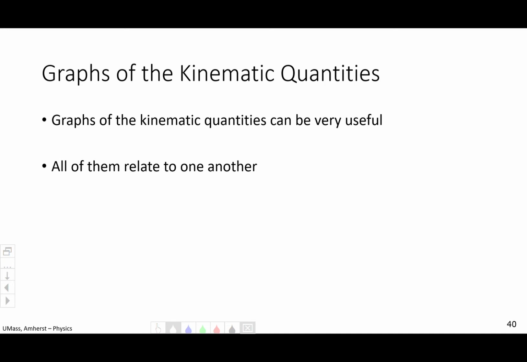All right, welcome to what should be the last video of this unit. We have gone through the kinematic quantities, we've gone through the kinematic equations, and now we are at graphs. We touched on graphs kind of lightly when we did this unit while we were still in school. But the graphs of the kinematic quantities can be very, very useful, and they all relate to one another.